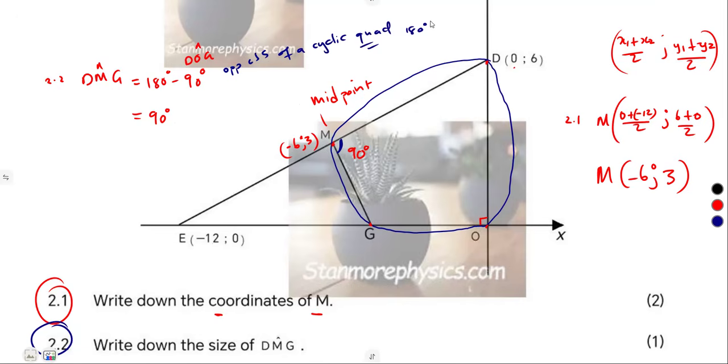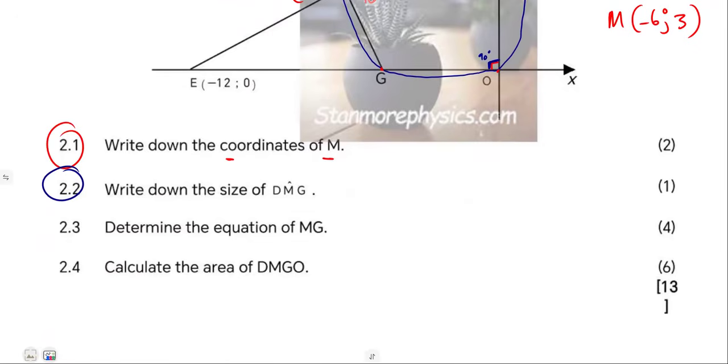They are supplementary. They add up to 180 degrees. So we can use that. So DOG, we've got a vertical and a horizontal line. So that one, we know that it is what? A right angle at 90 degrees. So that was the concept here.